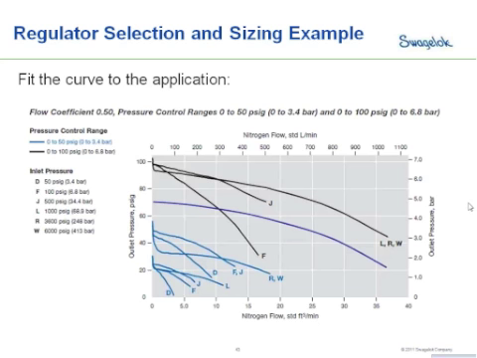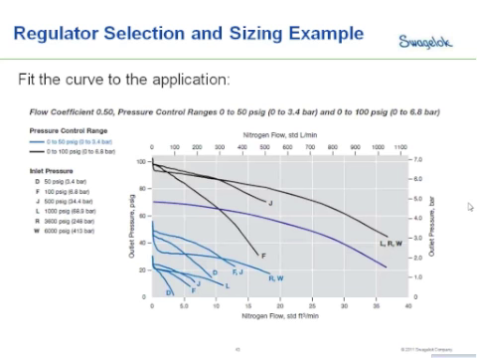Why would someone use a left to right over a right to left flow? That's really going to be dependent on the application itself. So where's the regulator going to be installed? Where is the high pressure located? Where does the lower control pressure need to end up? And once you see where the application is, you can decide left to right flow or right to left flow.